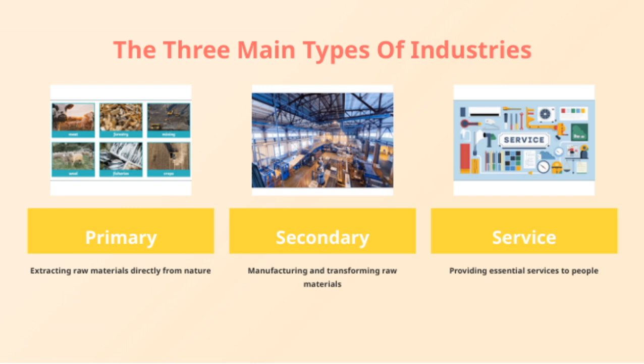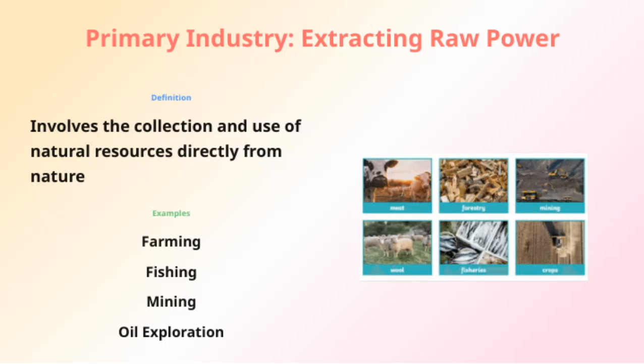Together, these two types of industries form a vital chain. Primary industries gather the raw materials, and secondary industries turn them into useful products. Both are crucial for supporting the economy and meeting people's needs. Understanding these distinctions helps us see how different sectors work together to deliver the essential services that keep our society running smoothly.